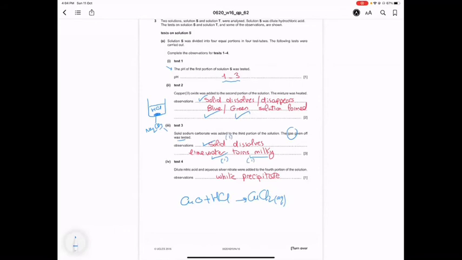Test number 4, dilute nitric acid and silver nitrate were added. Silver nitrate is the test for halides. Okay, we have hydrochloric acid, so the halide is chloride, white PPT is the answer.